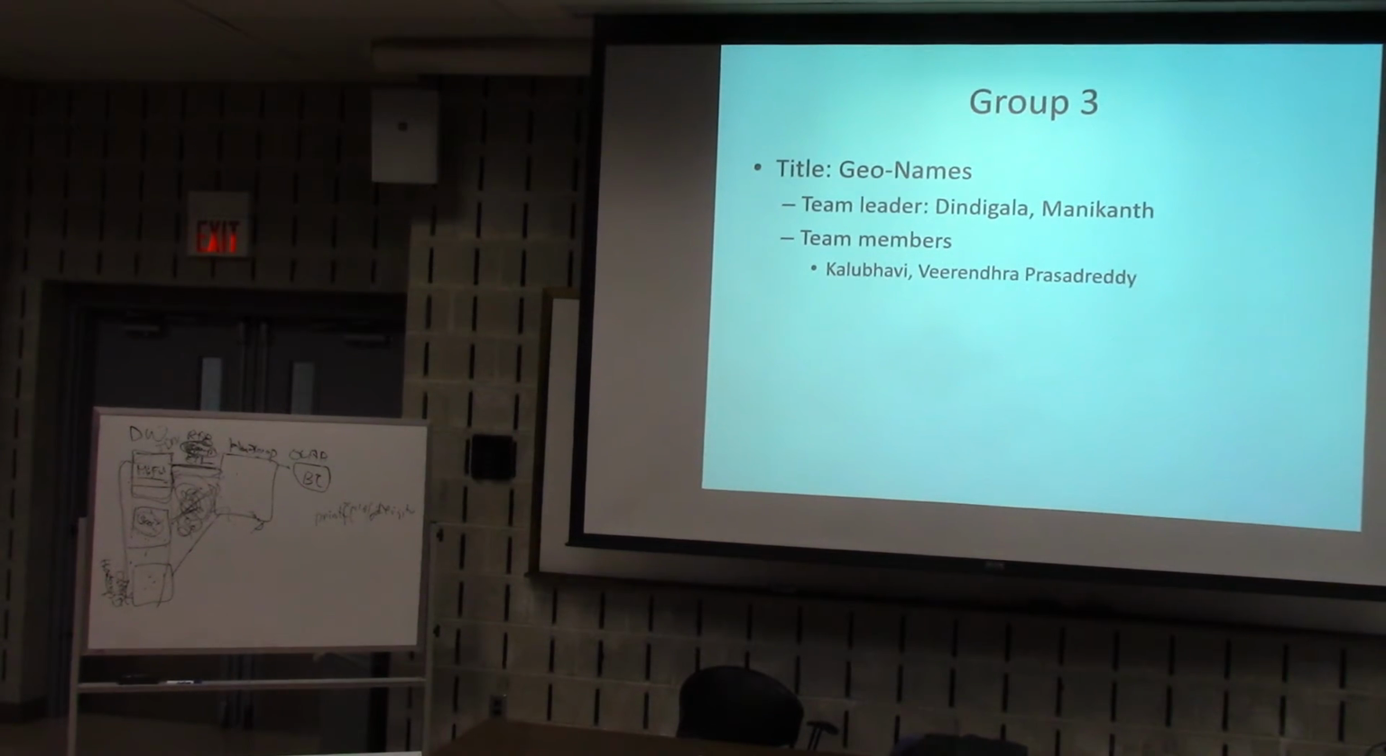Geo names is actually a little bit weak. I expect more than that, but on page 3 it's one of the two. Anyway, page 3 was not good enough, but it's interesting. So I selected this one. Manikan, and Kalu Bahavi, not here.